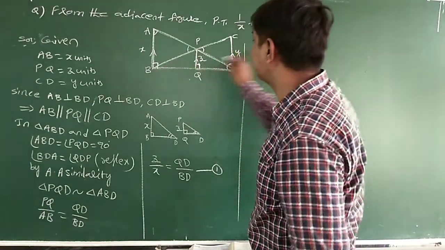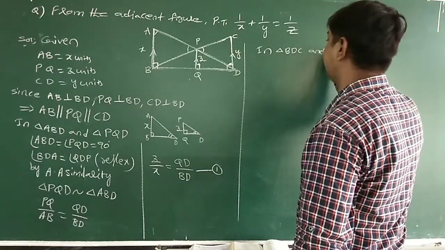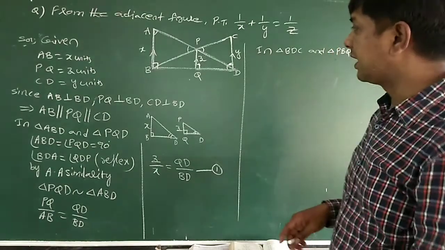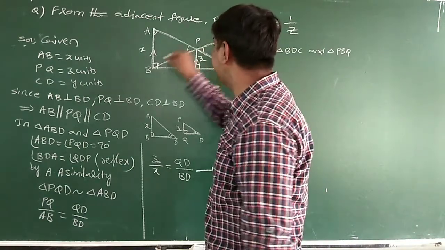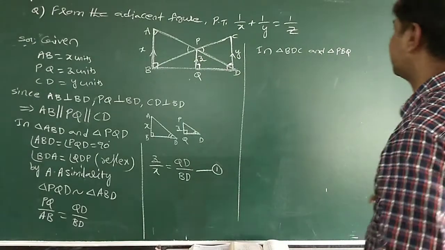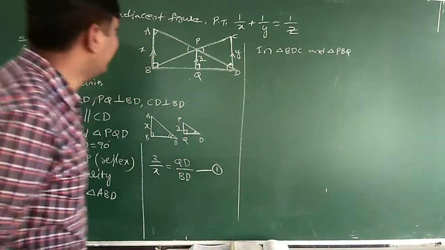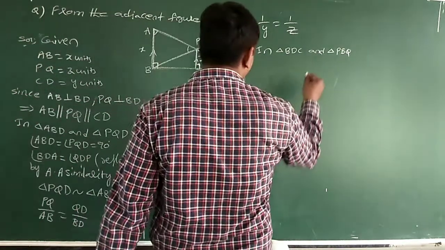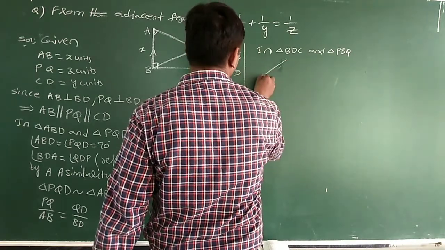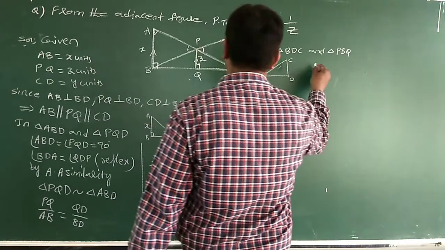So take this one and triangle PBQ. Triangle BDC and PQB. Okay. Now, in triangle BDC, take rough diagrams here. PBQ.